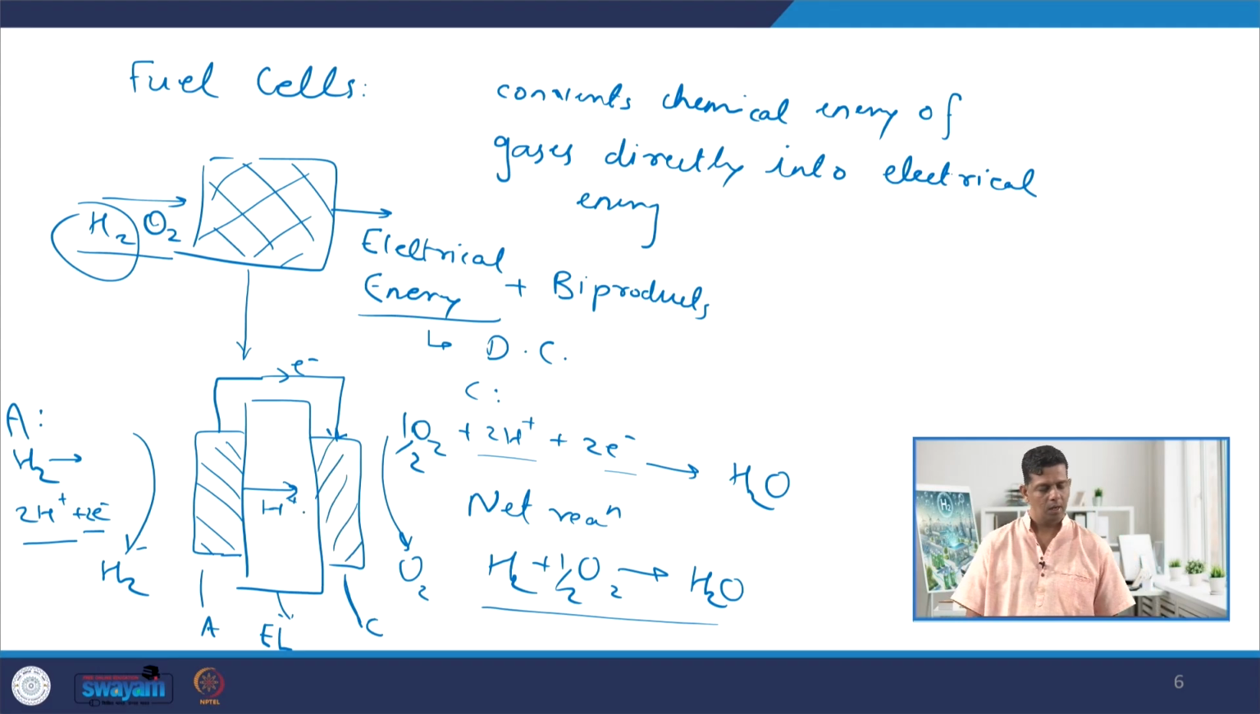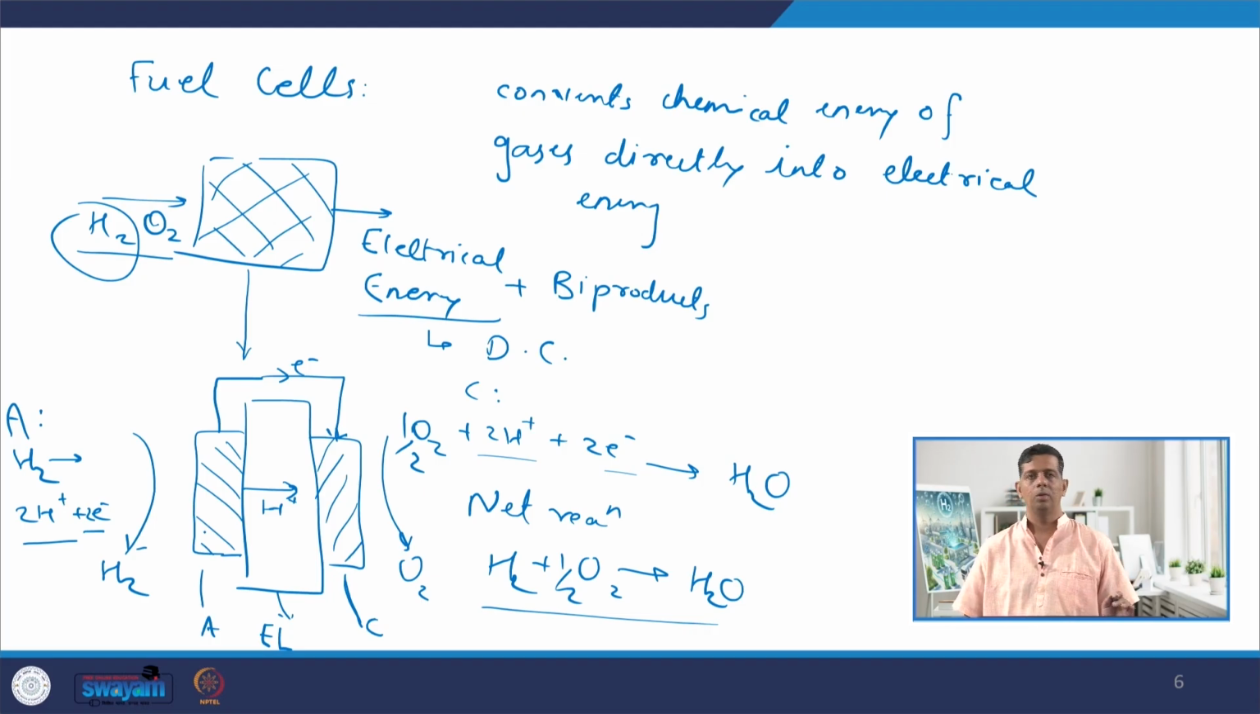So, this is how a fuel cell looks, and this is how it works. Of course, I have not shown the different auxiliary components that are used in a fuel cell. I have only focused on the electrodes and the electrolyte. So, this is with respect to the electrodes and electrolyte.